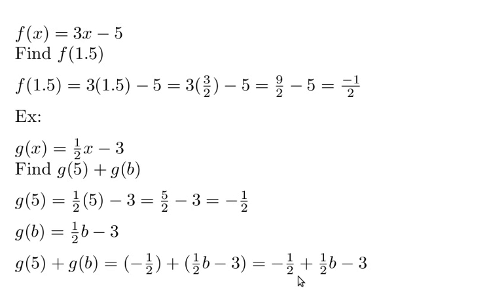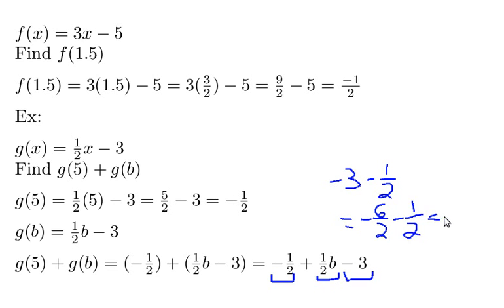So, this cannot be combined with anything because there's no other b terms. This, however, can be combined with this. We have negative 3 minus 1/2. It doesn't matter what order you do it in, it is going to be the same thing as negative 6/2 minus 1/2, which is going to be negative 7/2.